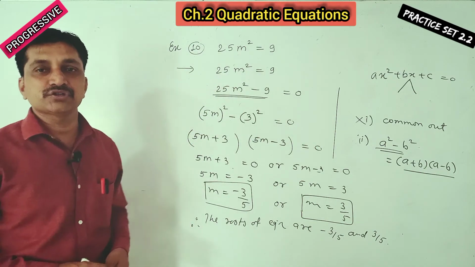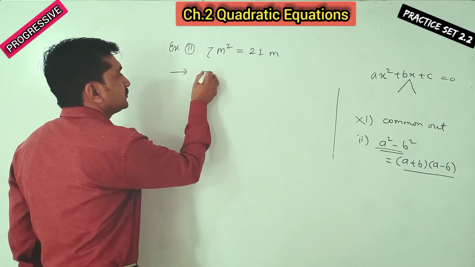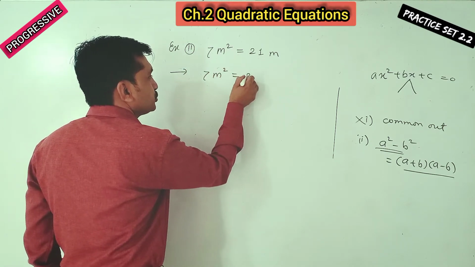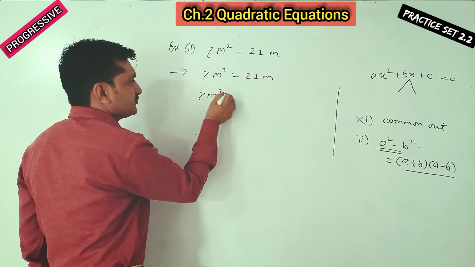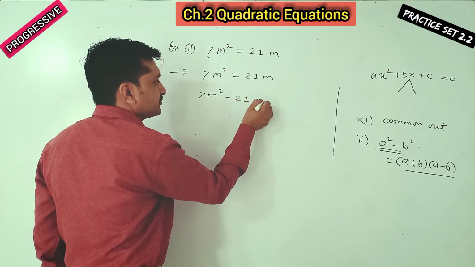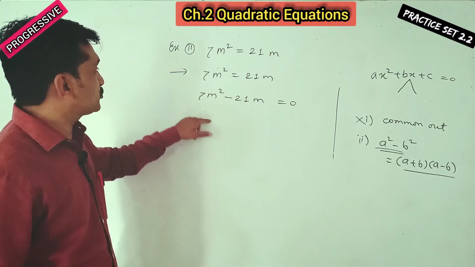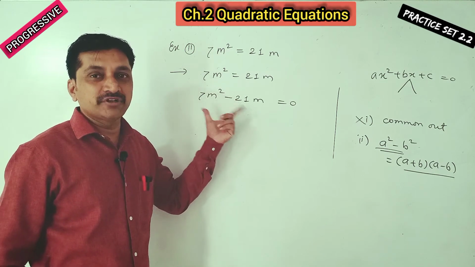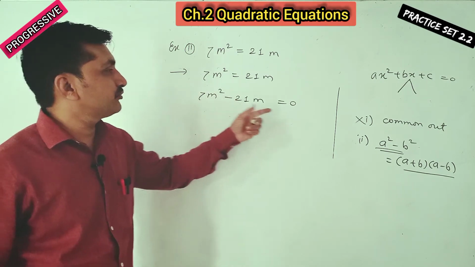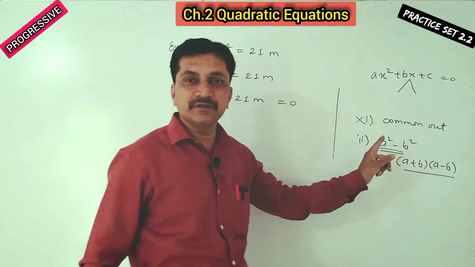This is the factorization method. Dear friends, let's see example number 11. 7m square is equal to 21m. Write in standard form: 7m square minus 21m is equal to 0. Again here are two terms. It is the same as the 10th example. It is not a trinomial, it is a binomial. If there are two terms, we have two options. I told you, first take common out, if not possible, then the difference formula.